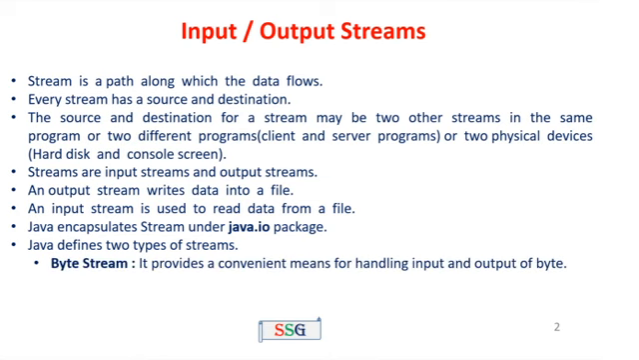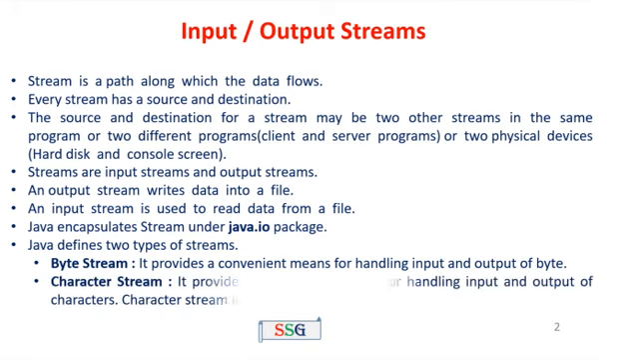Java defines two types of streams. One is byte stream, second one character stream. Byte stream provides a convenient means for handling input and output of bytes. Character stream provides a convenient means for handling input and output of characters. Character streams use Unicode, that is ASCII code.